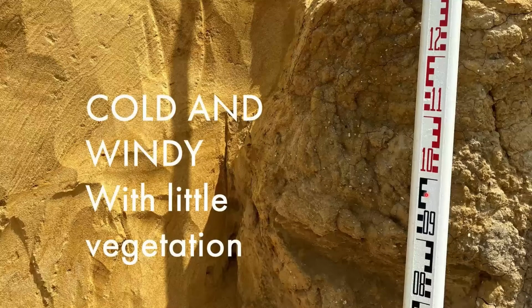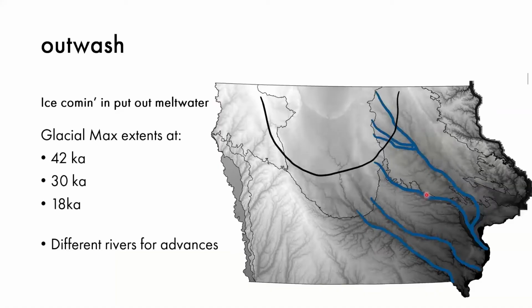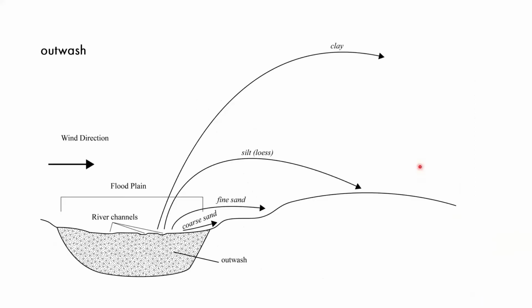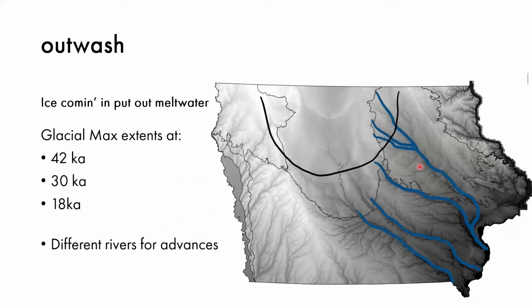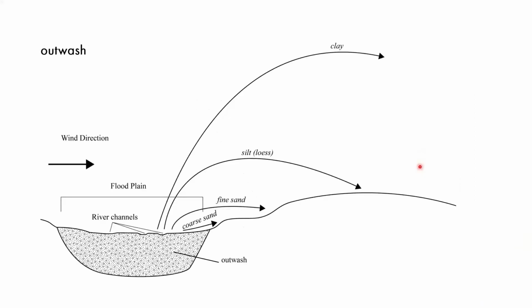So it was cold and windy, and because it was so cold, there's little vegetation, so sand can really blow across it. And that sand is coming from outwash. As you have ice in the area, you're putting in meltwater. So there's outwash from both advances of the ice sheet, the recent and older ones, and those fill the Iowa and the Cedar rivers, which are the 2 main rivers in the area, but not the Wapsipinicon. So I'll talk about that in a bit.